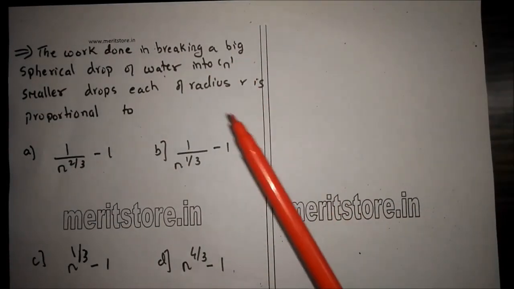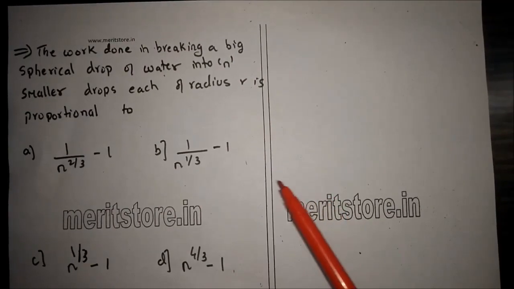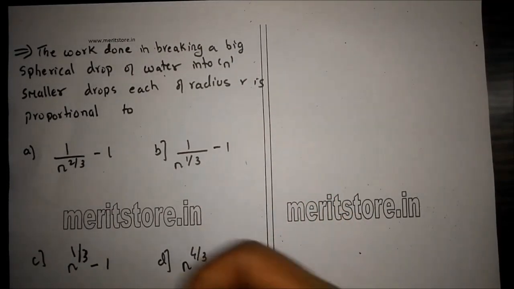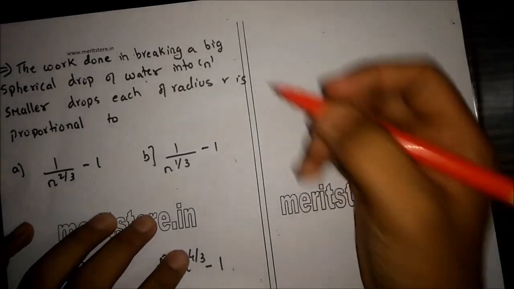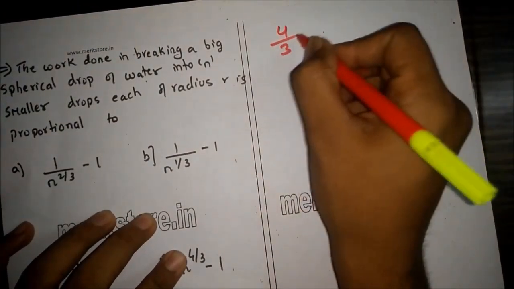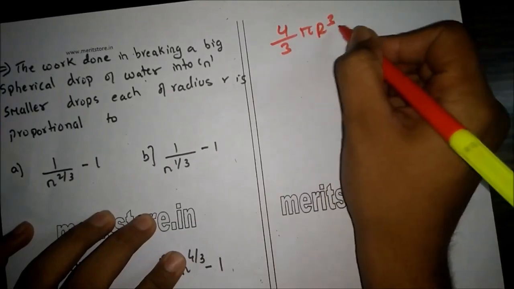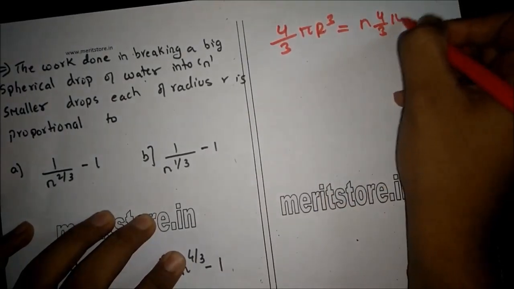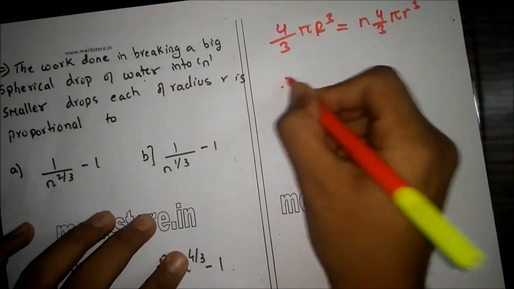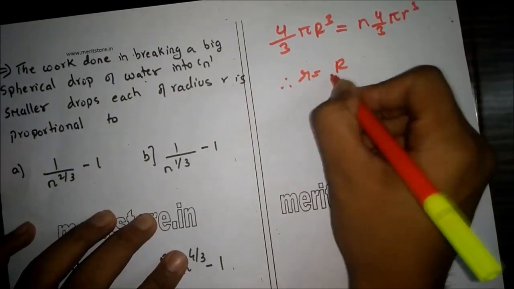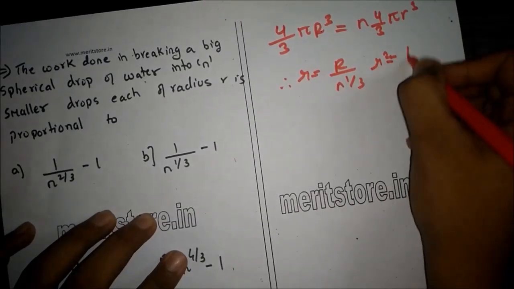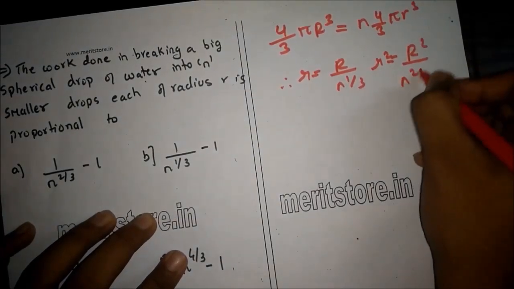The work done in breaking a big spherical drop of water into n smaller drops, each of radius r, is proportional to, here are the options. Now, the volume of the big drop is equal to the volume of the n small drops, which is n into 4 by 3 pi small r cube. Therefore, r will be equal to capital R upon n raised to 1 by 3. Therefore, r square will be equal to capital R square upon n raised to 2 by 3.